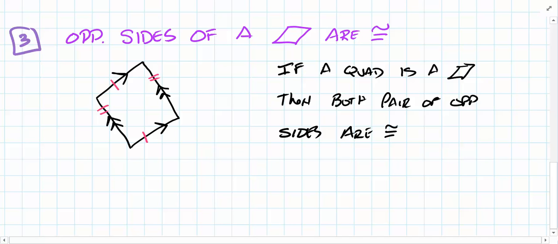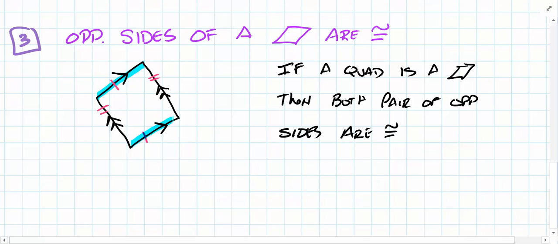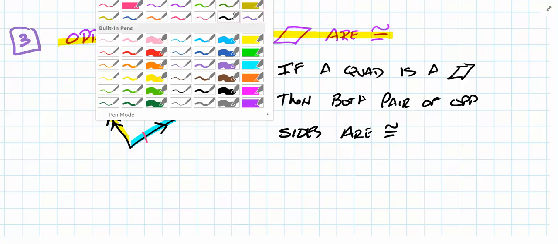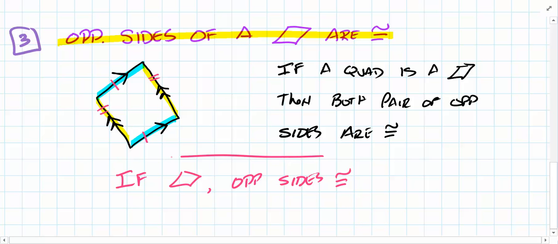So there's the picture that goes along with it, right? I have this side parallel to this side, so that means that they're also congruent. I have this side parallel to that side, so that means they're also congruent. That's our first theorem: opposite sides of a parallelogram are congruent. So the way that we abbreviate it in the proof is: if parallelogram, then opposite sides are congruent. That is how we say it in the proof.